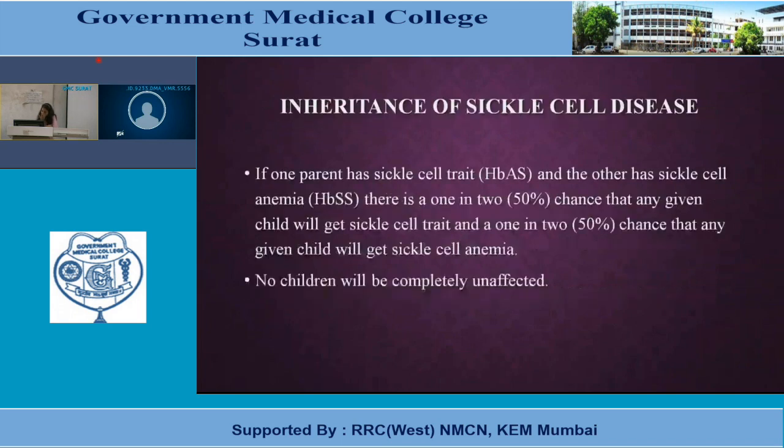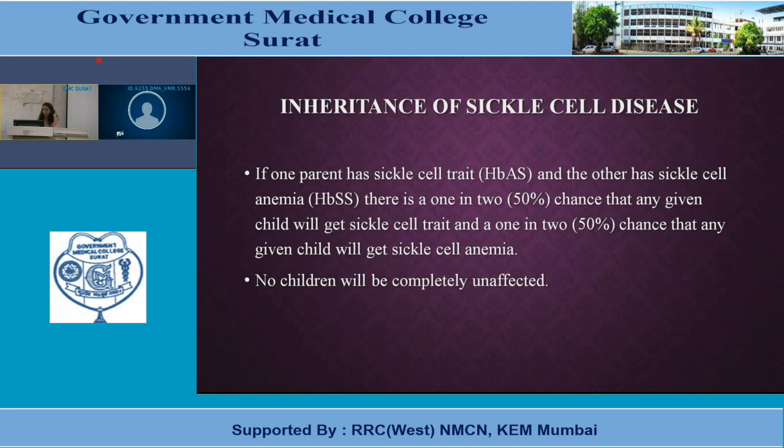Third case: one parent has sickle cell trait and the other has sickle cell anemia. Okay, we have seen one trait and one normal, and both trait. Now one trait and one anemia, like one disease. There is a 50% chance that the baby gets sickle cell trait and a 50% chance of sickle cell anemia. No children will be unaffected. So there is a 50% chance of sickle cell anemia and 50% of sickle cell trait. No normal child will be in the family.